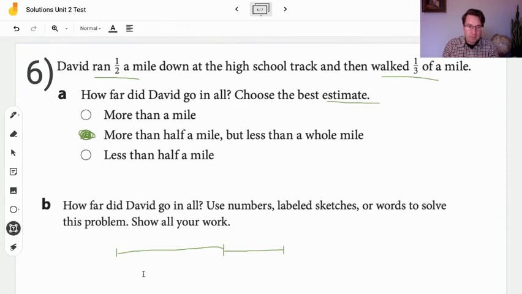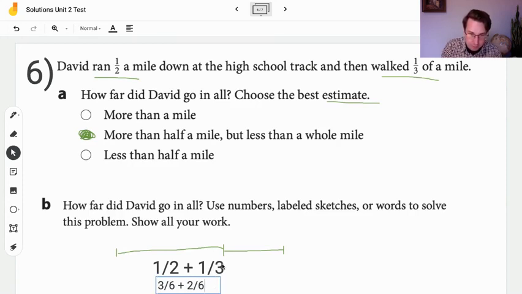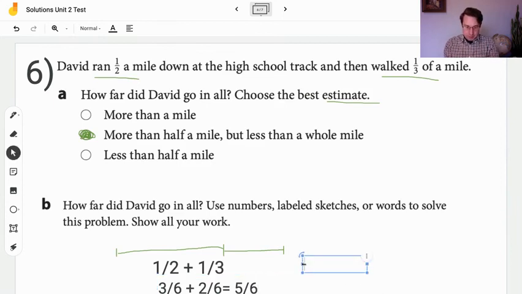So 1/2 plus 1/3. We have our lowest common multiple is 6. And we know now, we've done this so many times, 3/6 plus 2/6. Because 1/3, right? 3 times 2 is 6. 1 times 2 is 2. Then this equals 5/6. We're not done. Let's write our sentence. David went 5/6 of a mile in all!